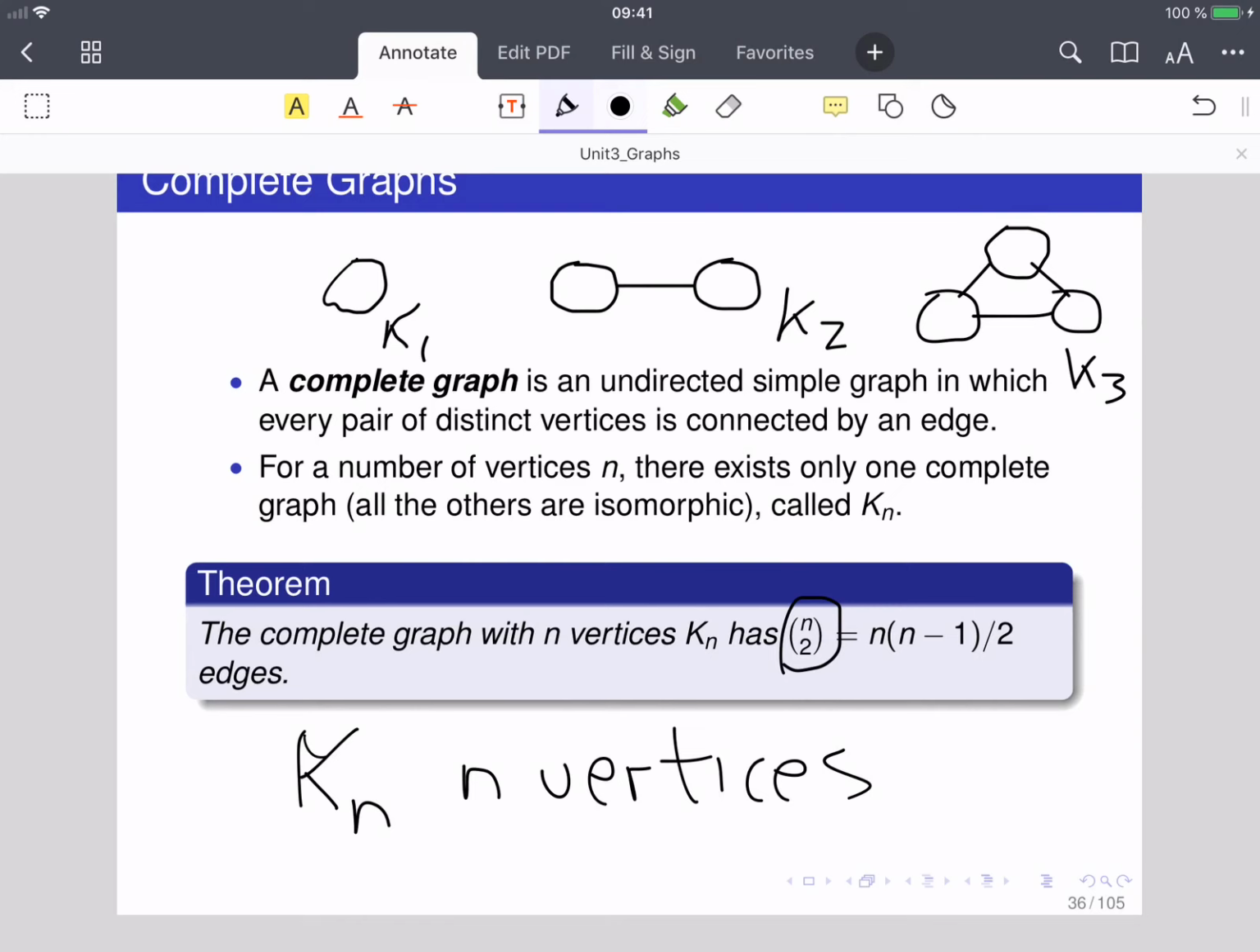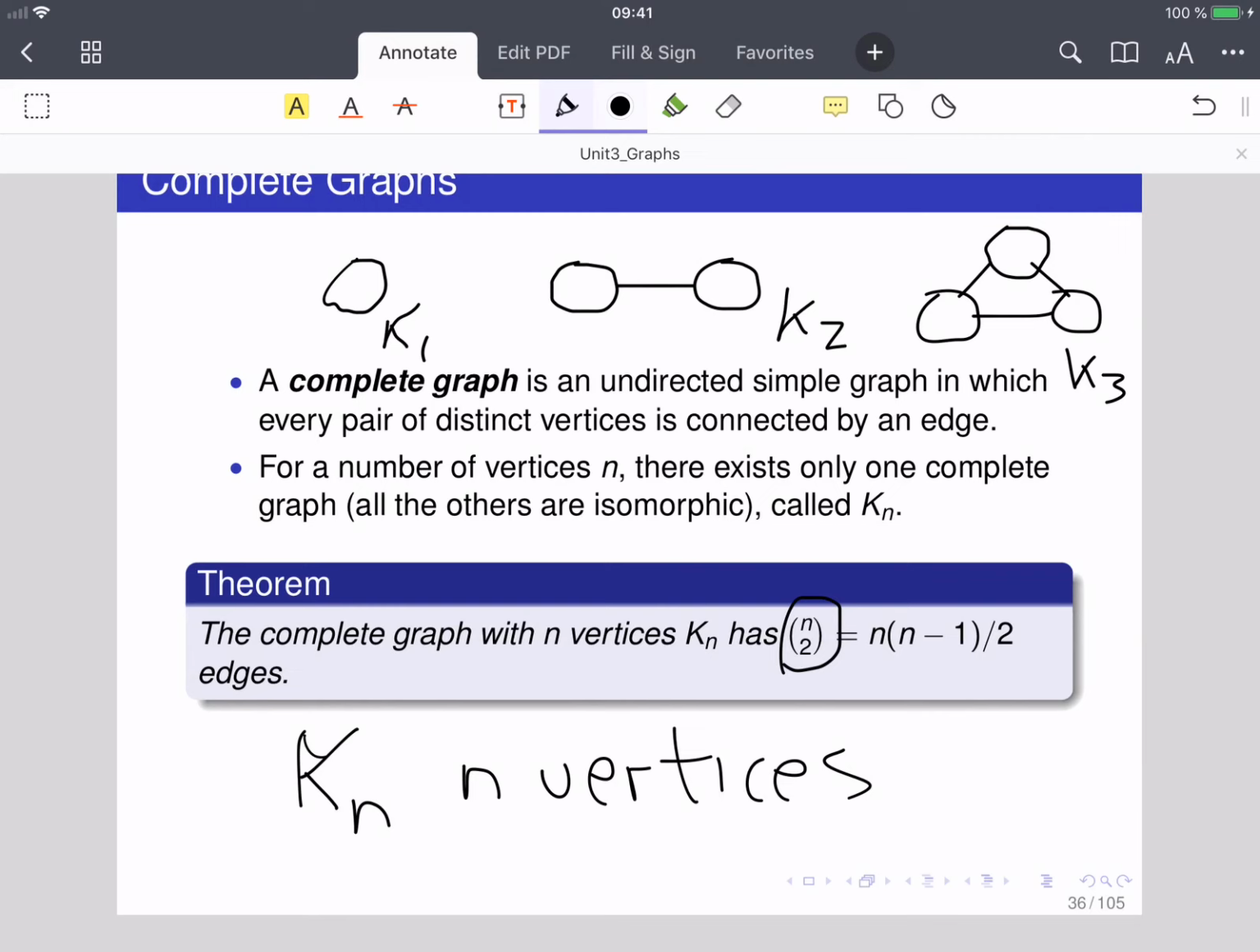So the total amount is n times n minus 1, divided by 2. Okay, and you can check that in fact this gives the correct number of edges in the examples here in the slide. For instance, if I take n to be 1, the number of edges is 0. If I take n to be 2, then n minus 1 is 1, and 2 divided by 2 is 1, which is the number of edges that K2 has, and so on. You can check that this formula gives the correct number of edges in the complete graph of n vertices.